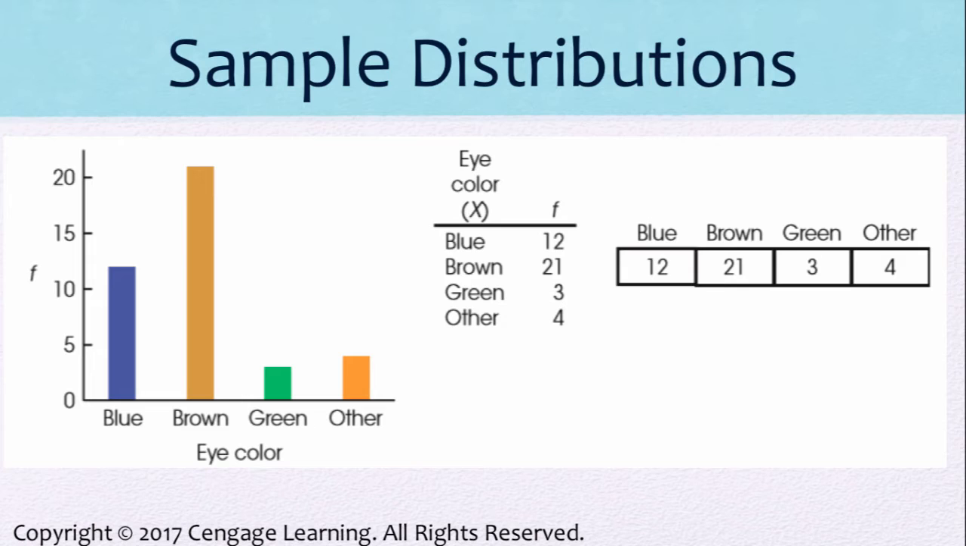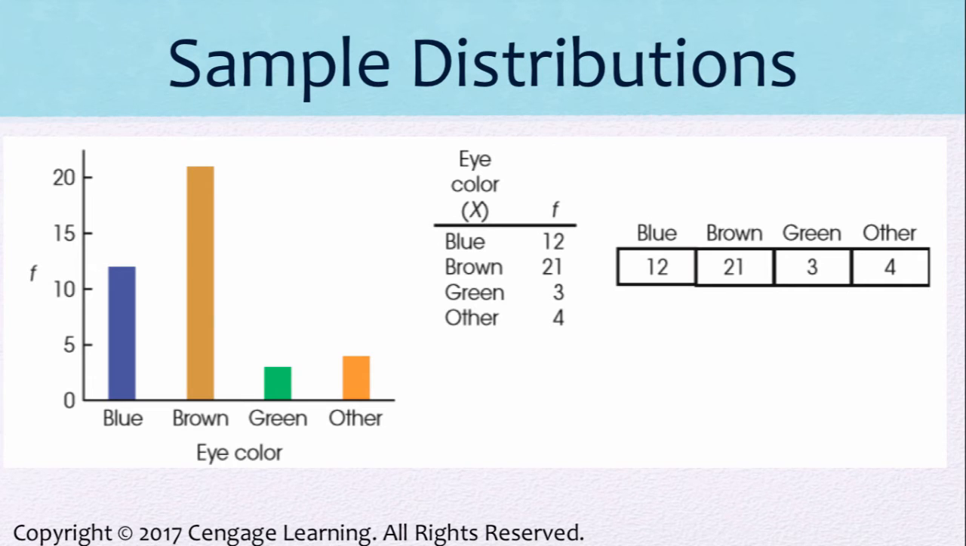Based on what we see here with the frequency distribution, we know that we have a total of 40 participants or subjects in our sample. How I know this is if we add all the frequencies together, 12 plus 21 plus 3 plus 4, we get 40. Essentially, a researcher in a situation like this may have simply counted, of their sample of 40, how many of these individuals had blue eyes, how many had brown eyes, and so forth.